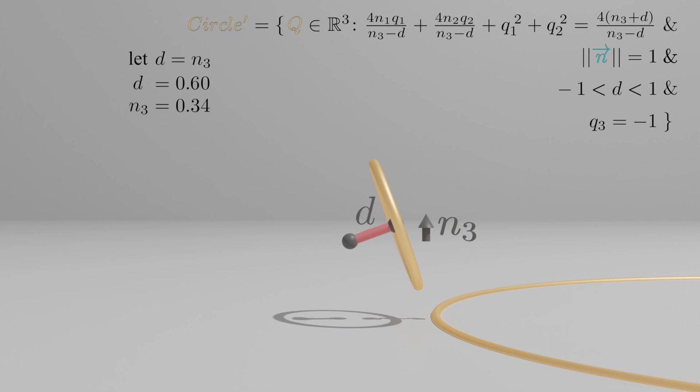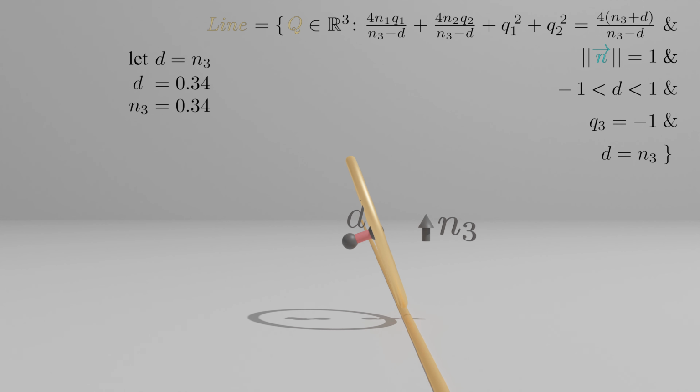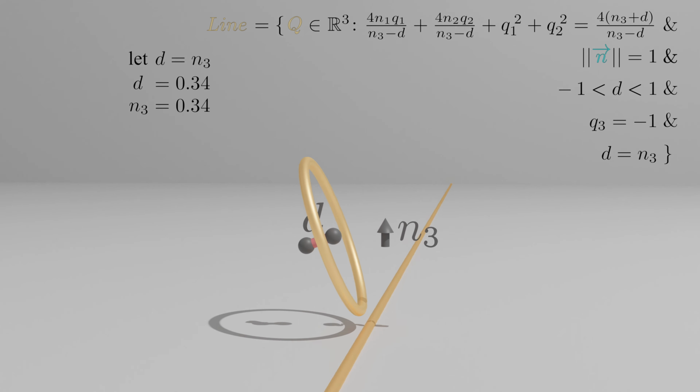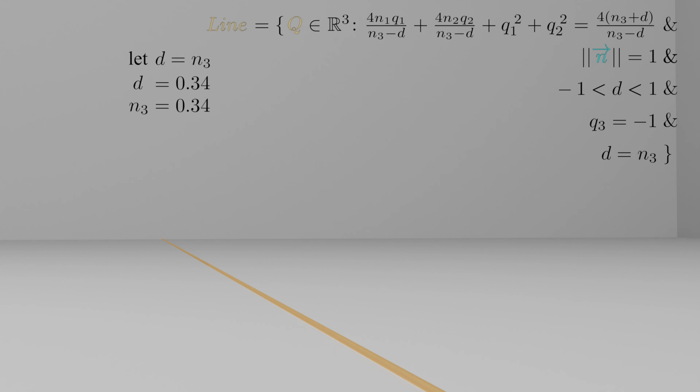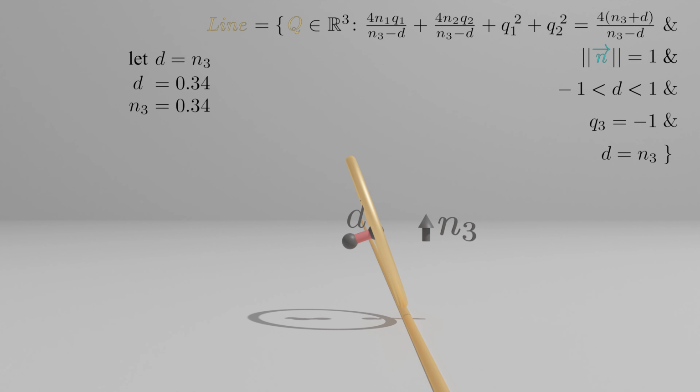When doing this, n3 remains fixed and the circle grows towards the origin. The circle is now forced to contain the North Pole, and circle prime is now just a line in the plane that shoots off to infinity in both directions. Adding d equals n3 as another condition on the set turned the name of the set from circle prime to just line. Alright, let's revert things back to how they were.